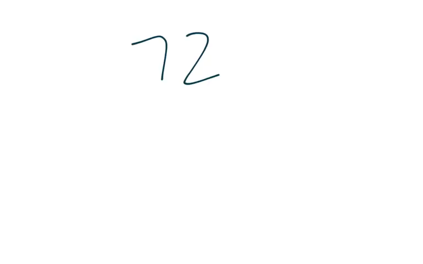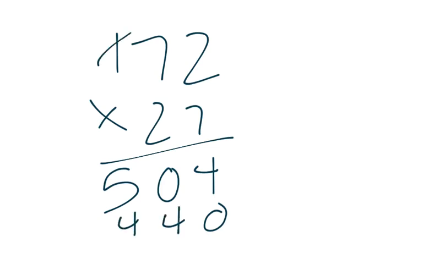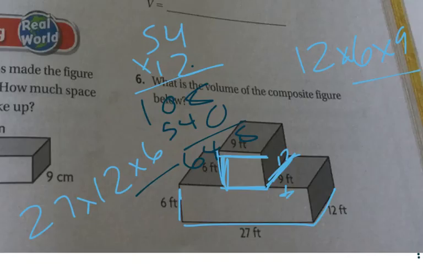So 72 times 27. 7 times 2 is 14. 7 times 7 is 49. Plus 1 would be 50. Put a 0. 2 times 2 is 4. 2 times 7 is 14. So 1944 plus 648.